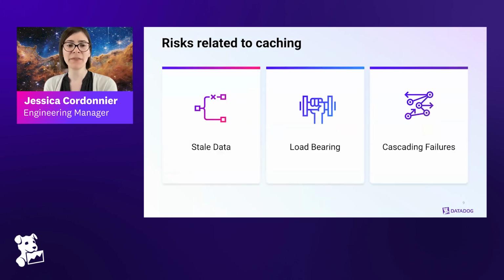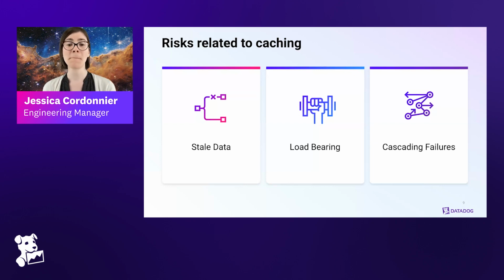But with caching, there is a lot of risk, right? One very common joke in computer science is that there are two hard problems. The first one being naming, the second one being cache invalidation, and the third one being off-by-one errors.